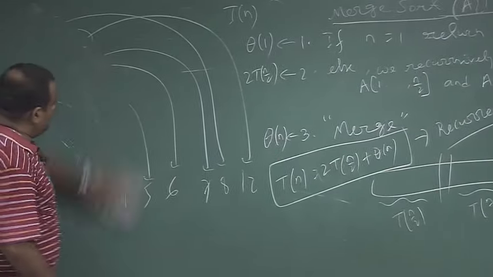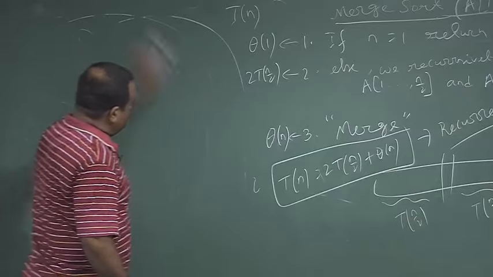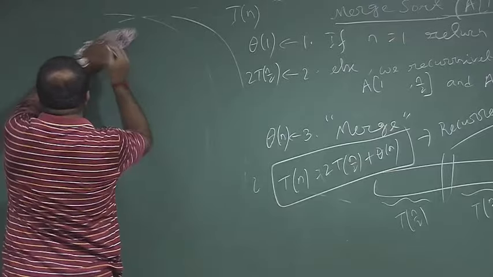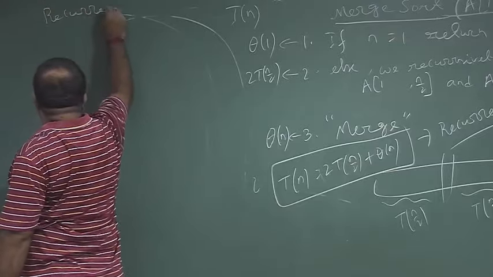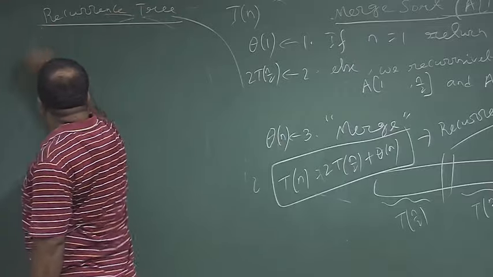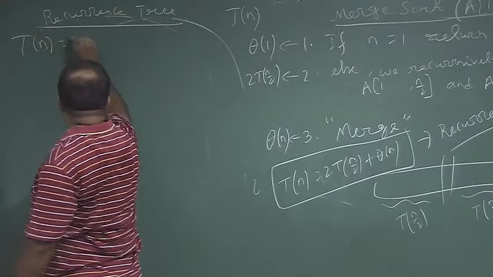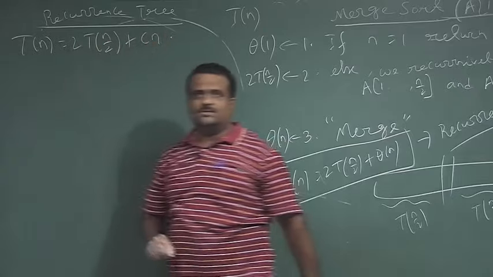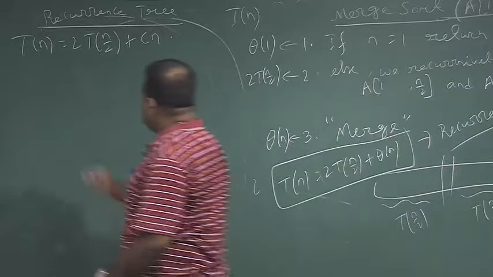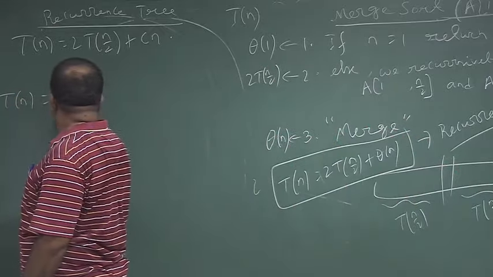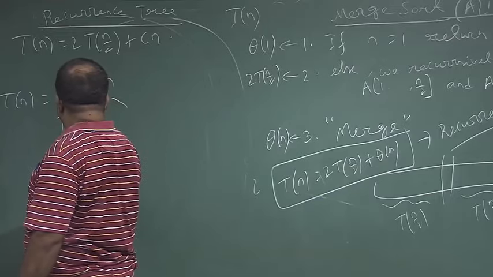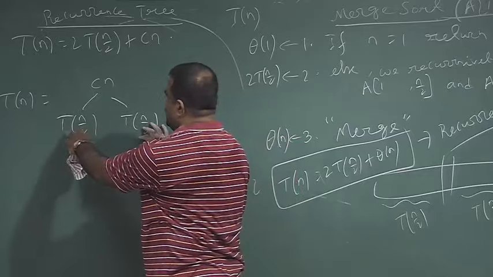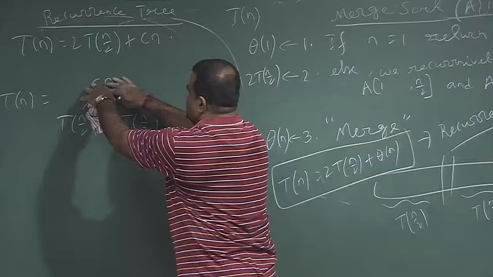Now, the question is how we can solve this recurrence. One way to see the solution is to use what is called a recursion tree or recurrence tree. So, this is our recurrence, T(n) = 2T(n/2) + cn, where theta(n) we can just write as cn. Now, T(n) can be written as cn plus T(n/2) and T(n/2). These are the times required to solve these two subproblems, and this is the combined time.